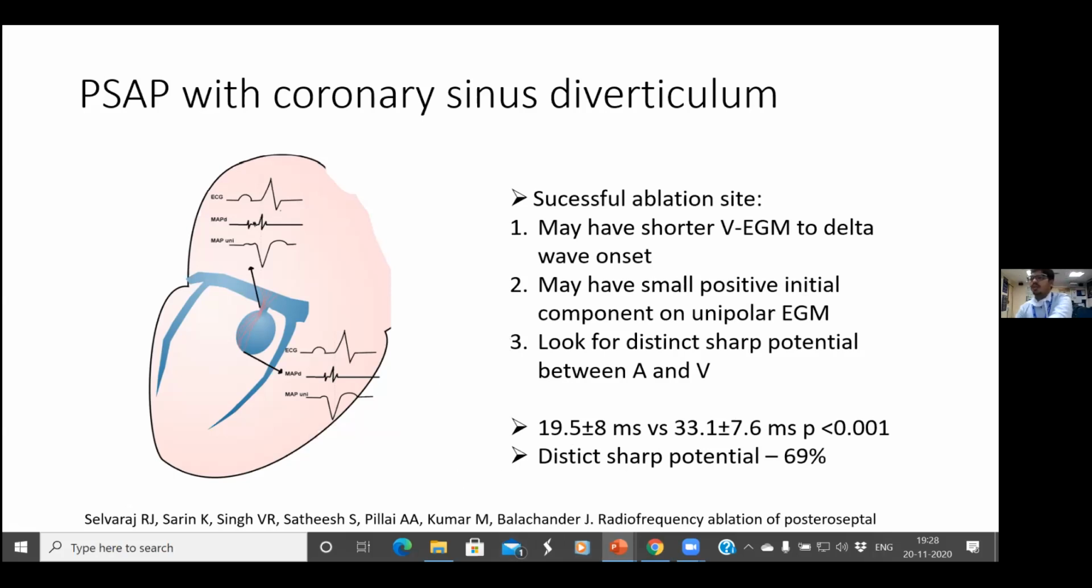So here we compared our cases of postseptal accessory pathway, epicardial or endocardial. We found that the successful ablation site was only 20 milliseconds ahead in the cases of CS ventricular accessory pathway, although in the cases of regular postseptal accessory pathway, it was approximately 33 milliseconds ahead.